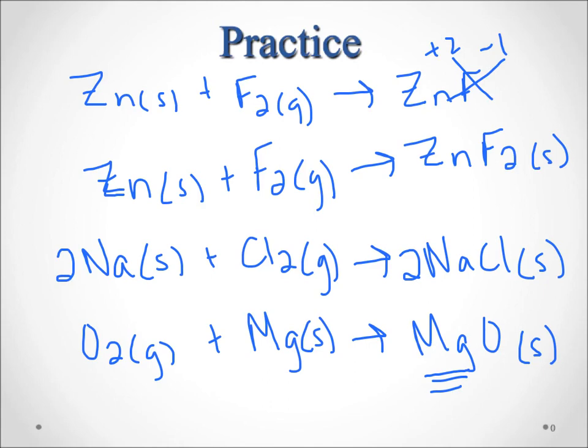Now to balance, on the oxygen side, we have 2 oxygens over here, so I need to put a 2 in front of this, which gives me 2 magnesiums on the right hand side, the product side. So on the reactant side, I need 2 magnesiums. So as you can see, predicting synthesis reactions is very easy. You bring the 2 elements together, do not bring the subscripts with you, check charges, and then balance.